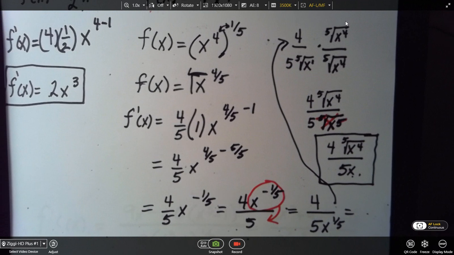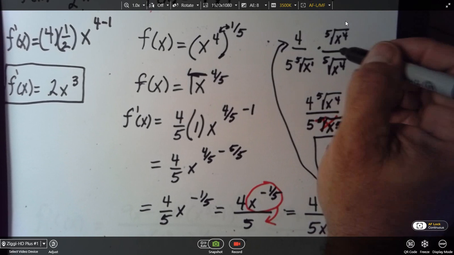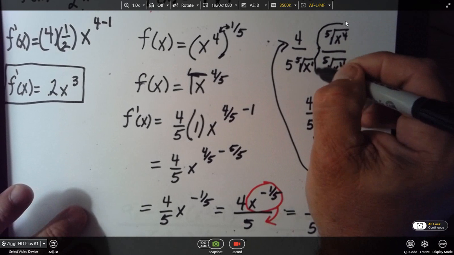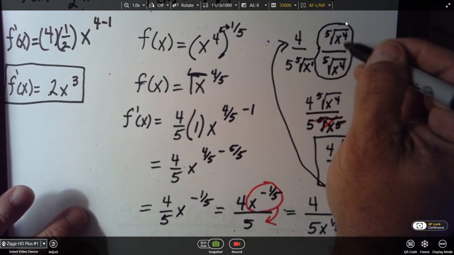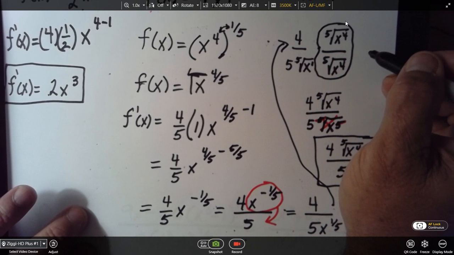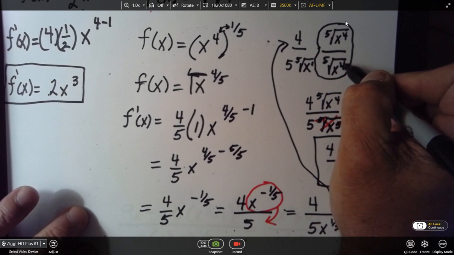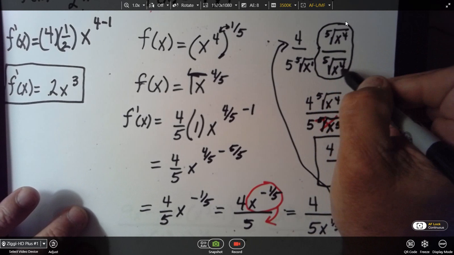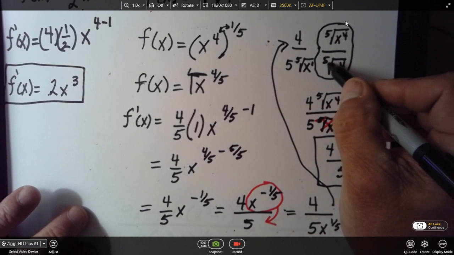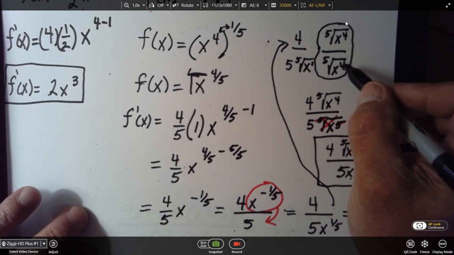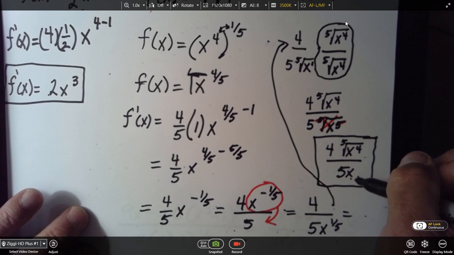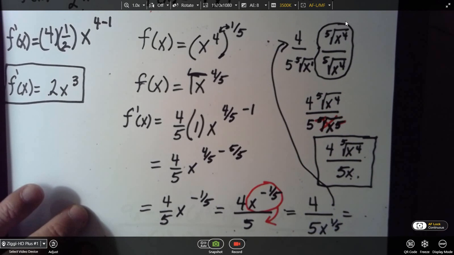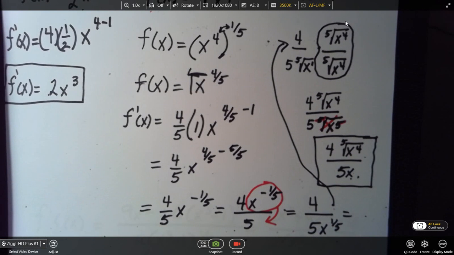Now, if you don't remember how to rationalize denominators, then you need to go back into the review section video, and you need to find out how to rationalize. Anything over itself is 1, so all I'm doing is multiplying by 1. The reason I had to use x to the fourth is because it had to be a perfect fifth power of x to the fifth. So 4 plus 1 is 5. Fifth root of x to the fifth is x. Okay? Hope that helps.